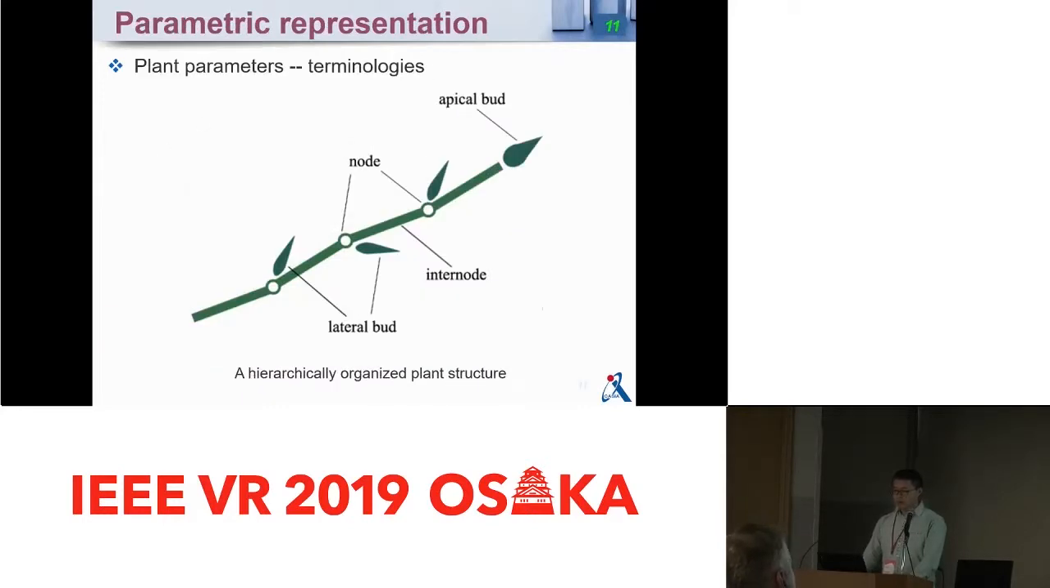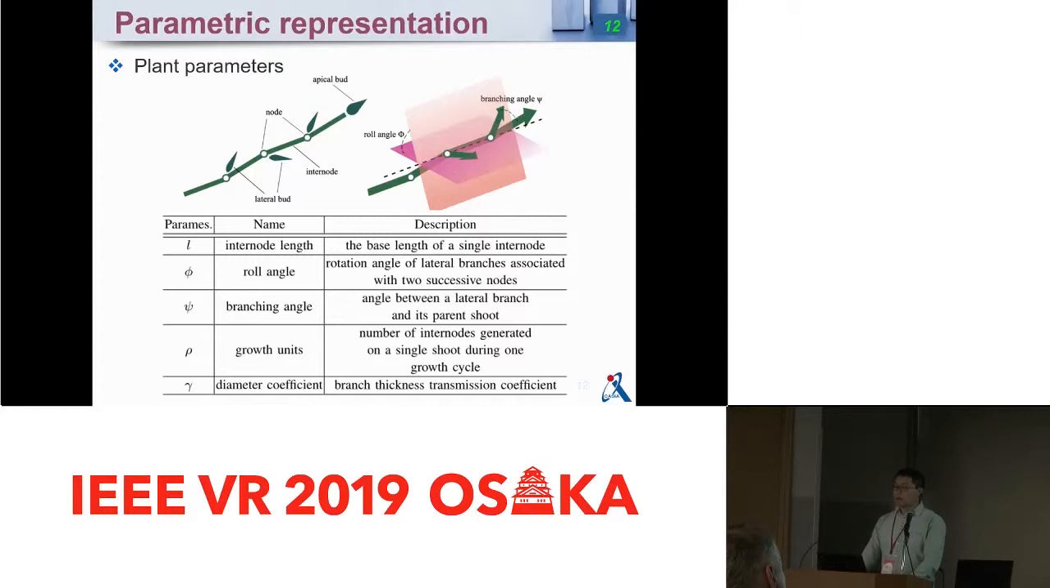Now, once we get the point cloud, we define a set of plant parameters. In a plant structure, a node is a basic concept. It will support the branches or leaves, and the branch part between two successive nodes is called the internode. Besides, there are two kinds of buds, and they are the lateral buds and the apical buds.